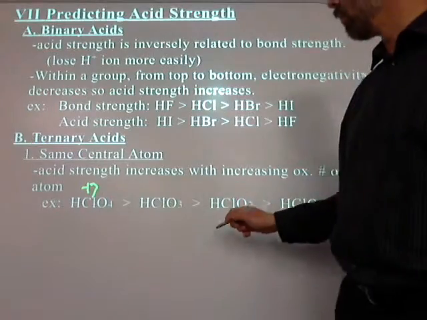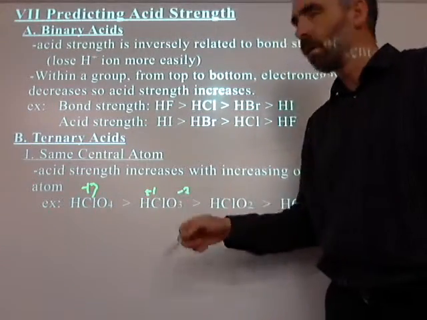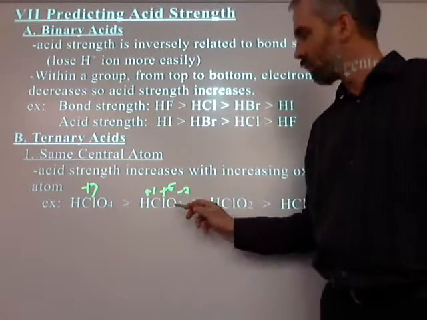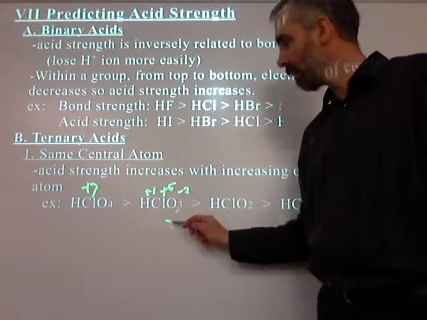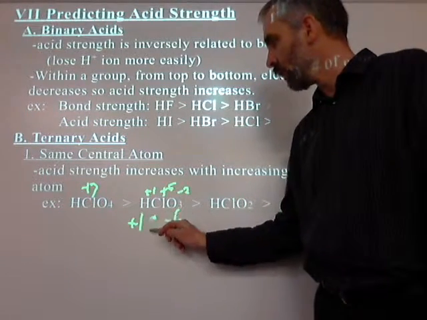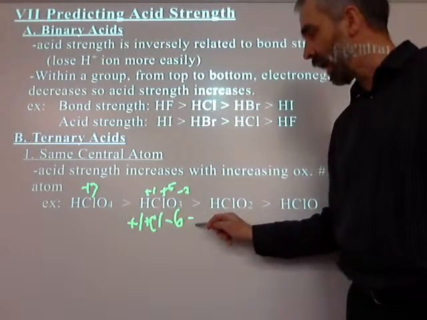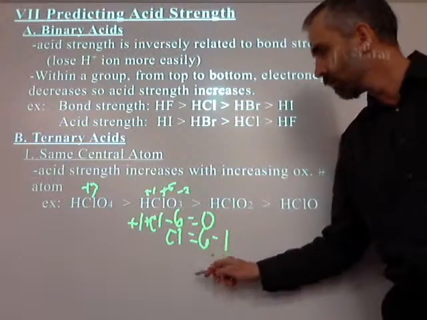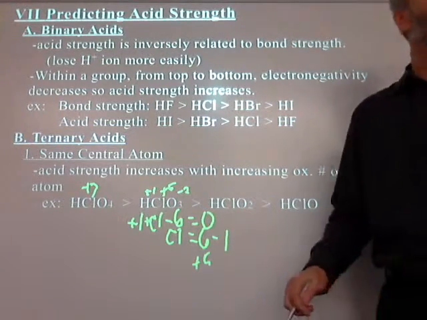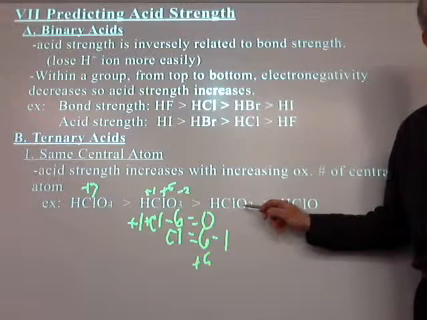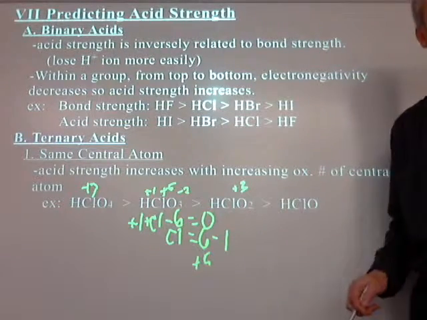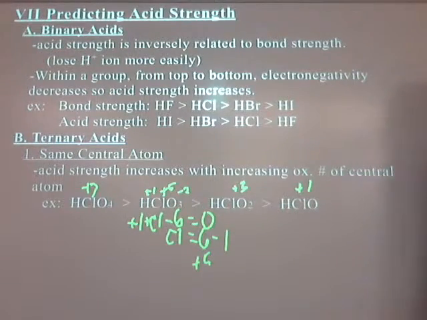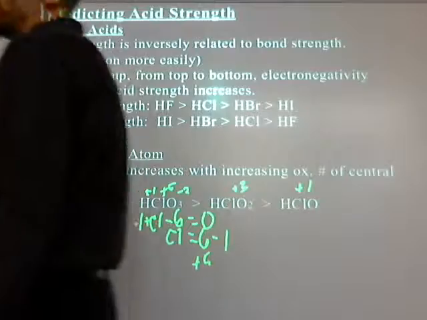Can we do this one a little bit easier here? What's he going to be now? +5. See it? Because 3 times -2 is a -6, right? And a +1. And the chlorine is the unknown, right? And the whole thing has to equal 0, right? So Cl would equal 6 - 1 or +5, right? What's this guy going to be? +3, right? And what's this guy going to be? +1. Got it?